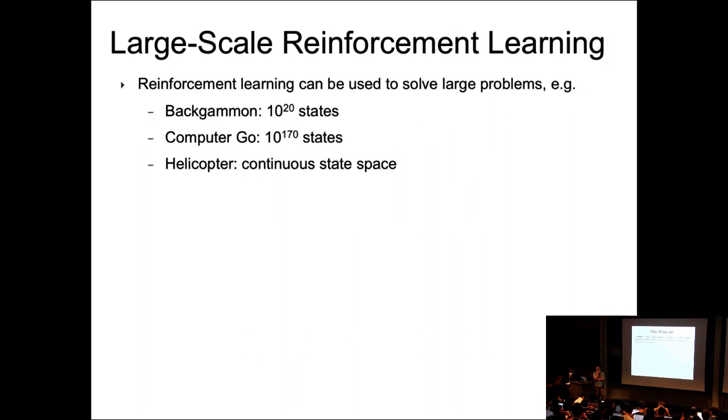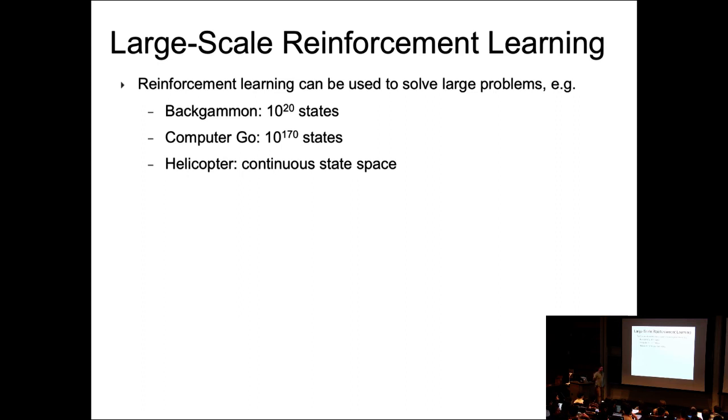Today we're going to look at function approximation, and we're going to start looking at large-scale reinforcement learning. Reinforcement learning can be used to solve large problems, right? For example, if you look at the backgammon game, you have 10^20 states. If you look at Go, you have 10^170 states. That's a huge number of possible states.